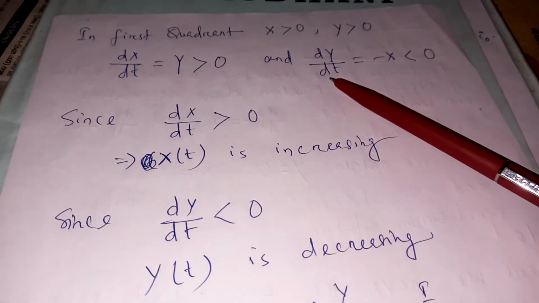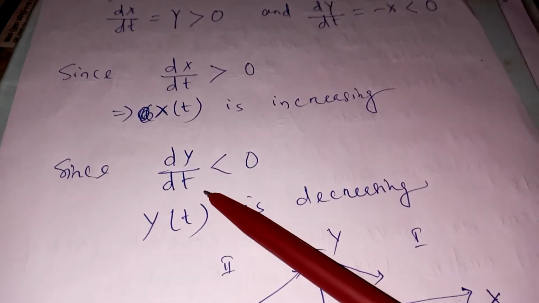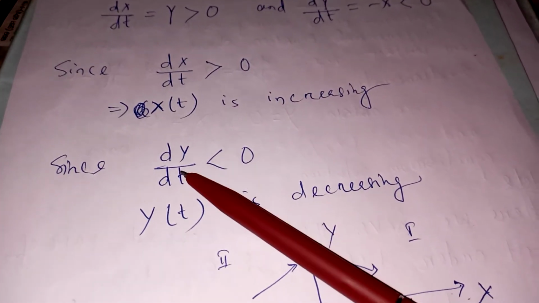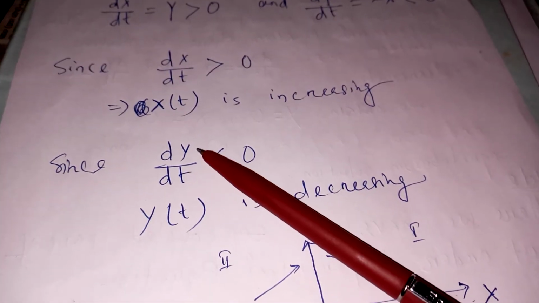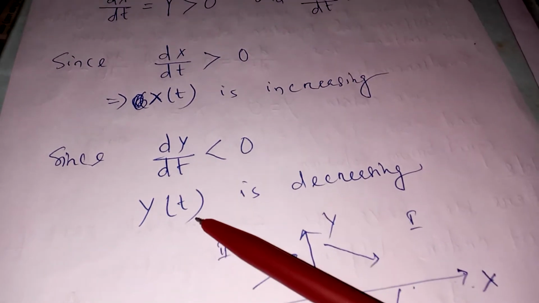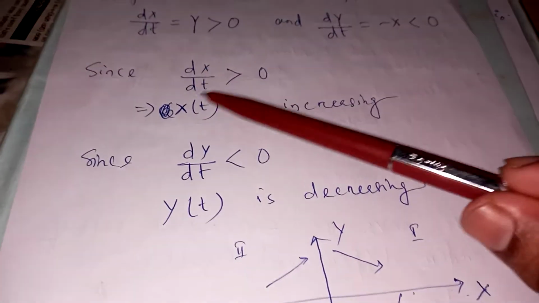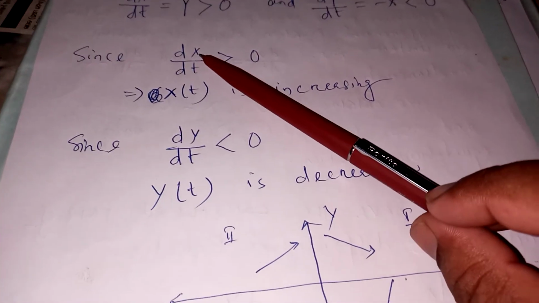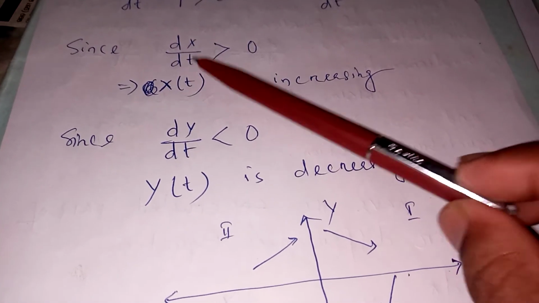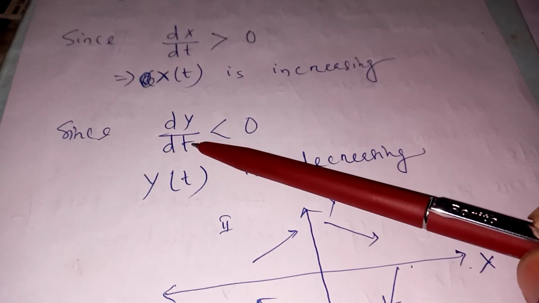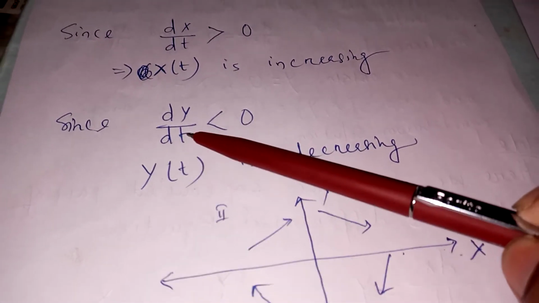Also we have given dy by dt is equal to minus x. So dy by dt, minus x, means less than 0, and since y is obviously a function of t, y of t is decreasing. So what is the meaning of dx by dt? That is the rate of change of x with respect to time t. What is the meaning of dy by dt? Rate of change of y with respect to time t.